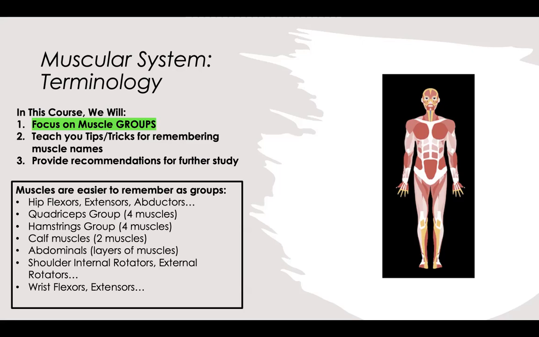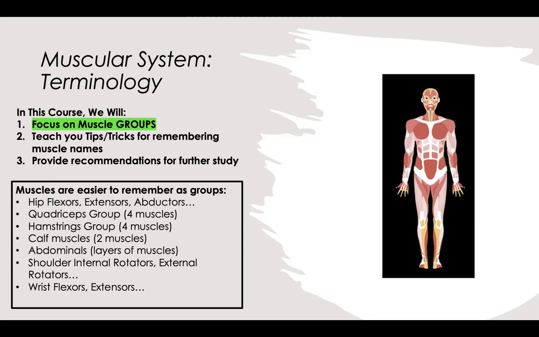So oftentimes muscles are named, and this gets into that second point, on the actions that they perform, where they're located, and what they're next to. But if we think about muscle groups and group them based on actions, we can talk about the hip flexors as a group, extensors, abductors. We can also talk about groups that live together.